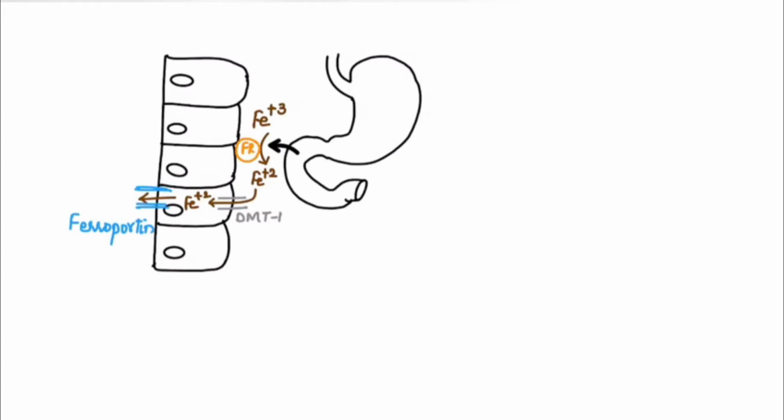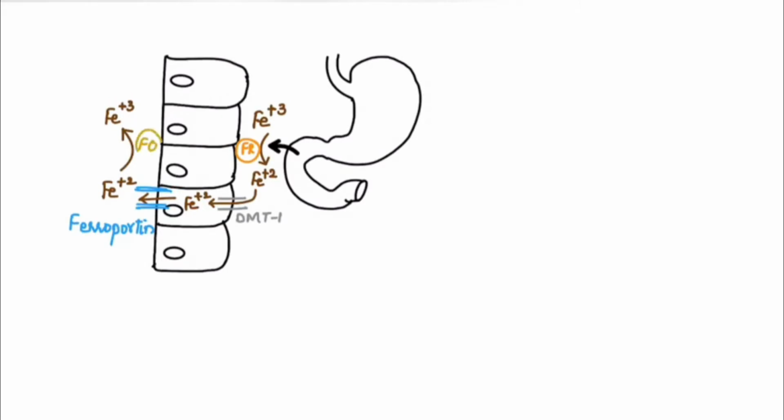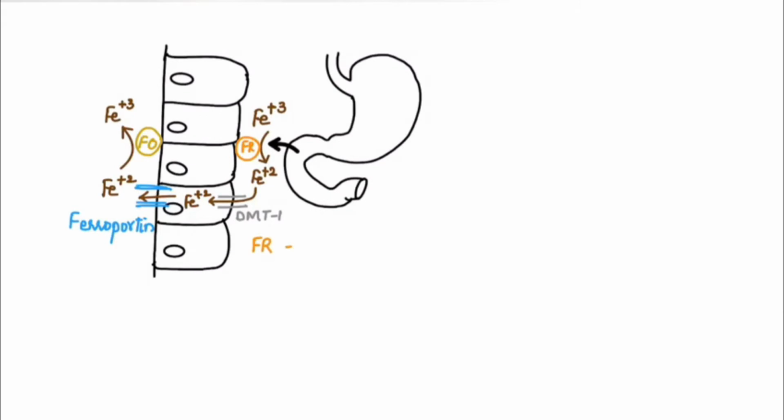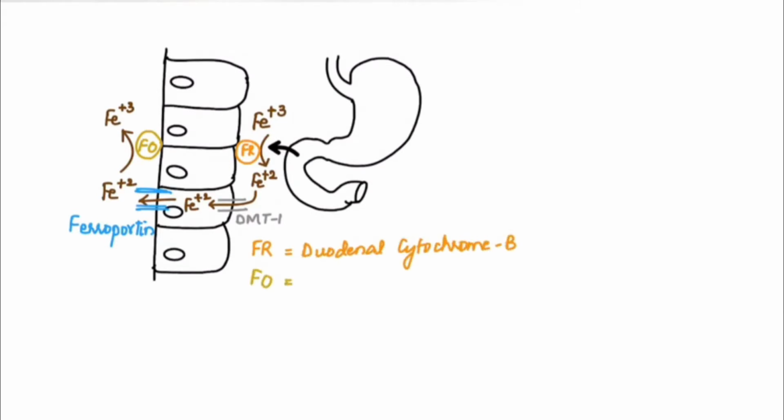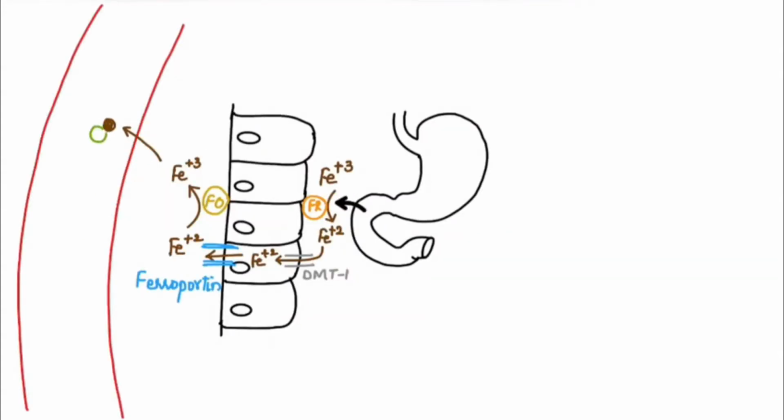Now the iron here is in ferrous state and it is to be converted back to ferric state with the help of ferrooxidase on the basolateral side of the cell membrane. Ferroreductase is also known as duodenal cytochrome B, and ferrooxidase is also known as hephaestin. So hephaestin mediates the conversion of ferrous iron to ferric iron, and duodenal cytochrome B mediates the conversion of ferric iron to ferrous iron.